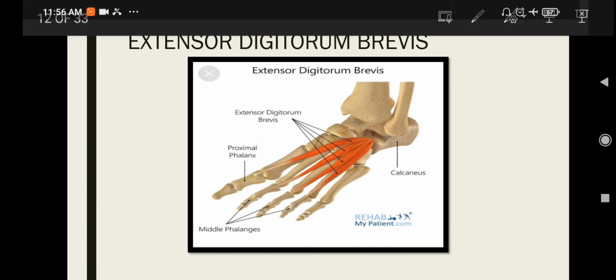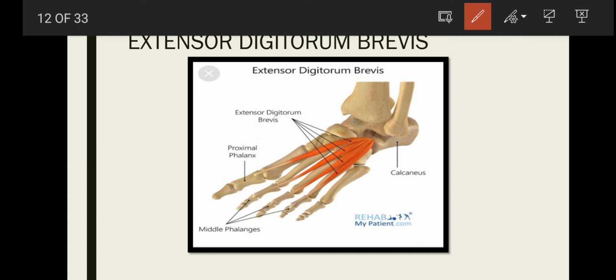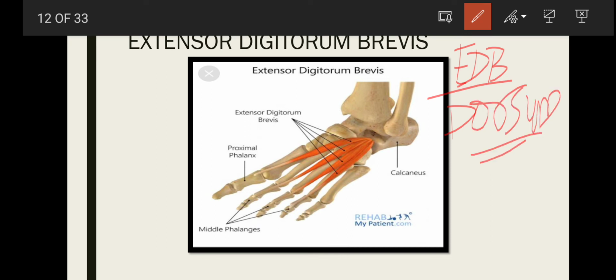Extensor digitorum brevis is a muscle which is located in the dorsum, okay. Extensor digitorum brevis is a muscle which is present in the dorsum of the foot. Now this is present deep to the tendon of extensor digitorum longus. We know that extensor digitorum longus muscle has its tendon which inserts towards the lateral 4 toes, okay.